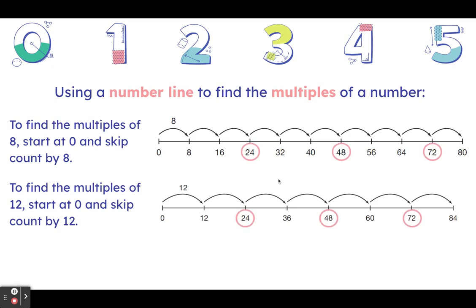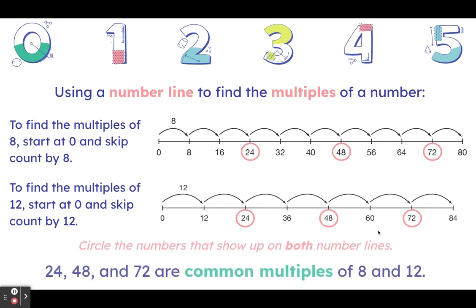Well, we can do that by looking for the numbers that are the same on both of those number lines. So we see here, if we circle the numbers that show up on both number lines, 24, 48, and 72 show up on both number lines, and they are the common multiples of 8 and 12.